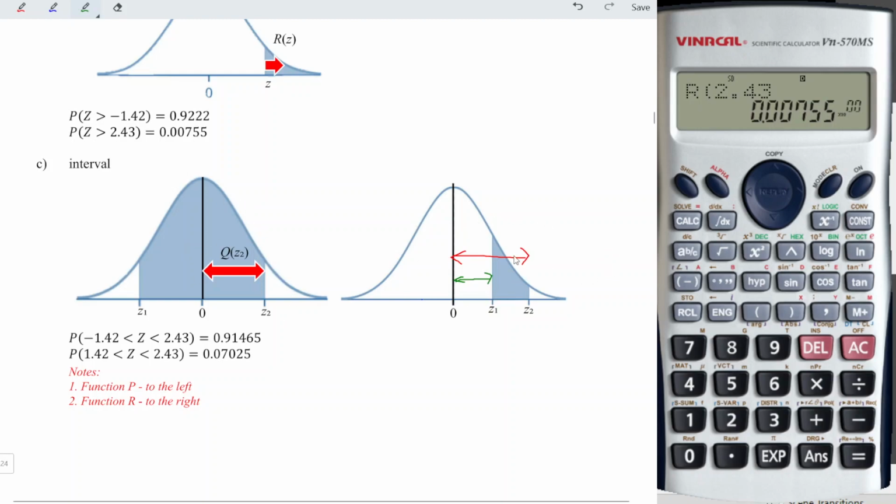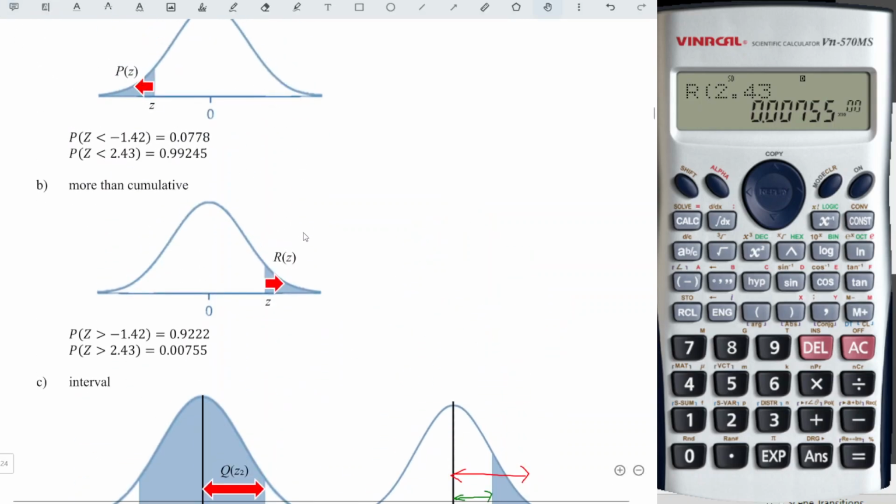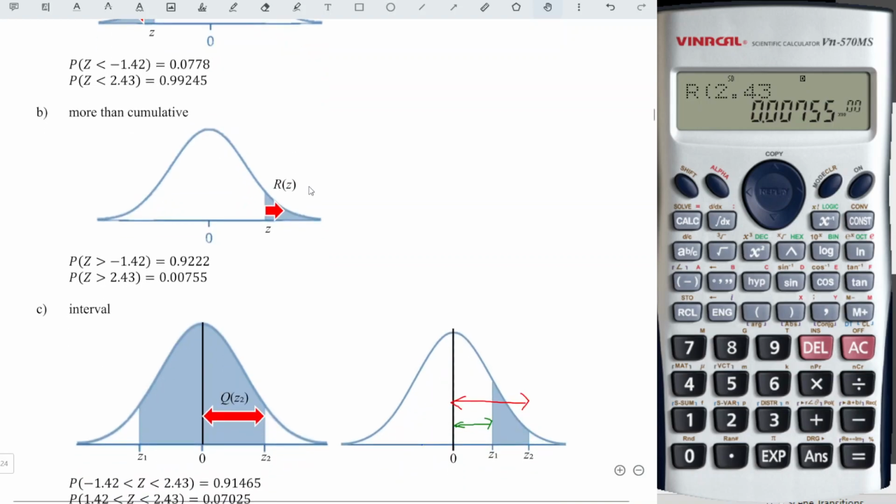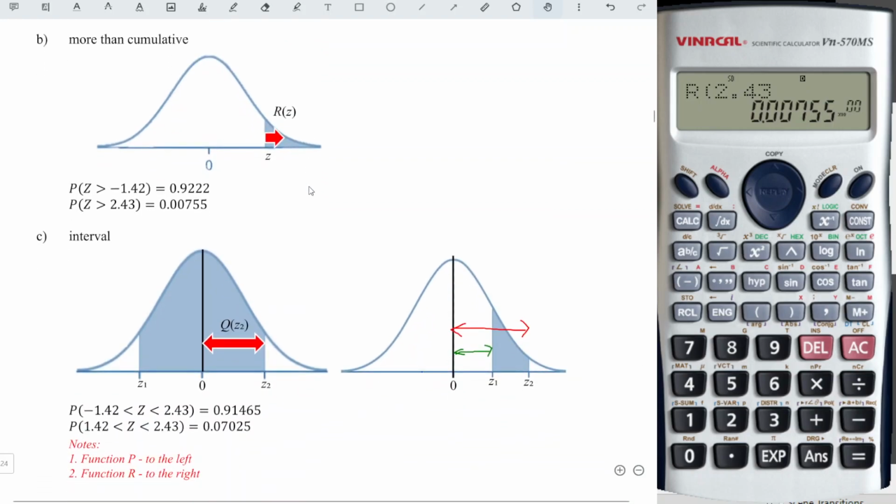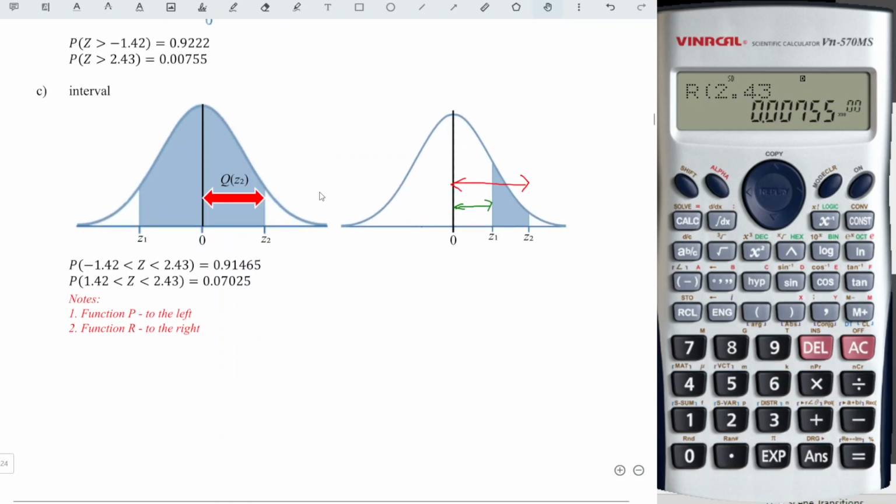So let's say we feel that this Q is quite confusing and we don't like to use it. It doesn't matter because we have another two functions here, the P and R. We just have to use them consistently. If we prefer P, then we use P consistently. If we prefer R, then we use R consistently. Regardless of whether it's P or R, we just always minus. What we have to do here is just remember the direction. For P and R, the direction is very important.